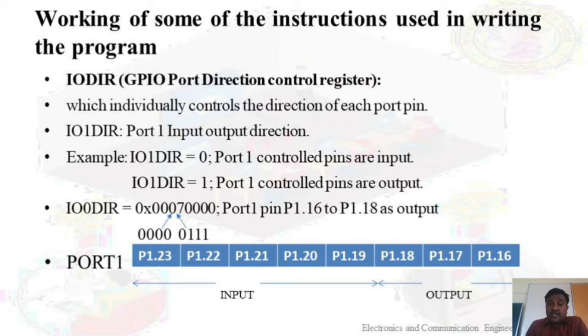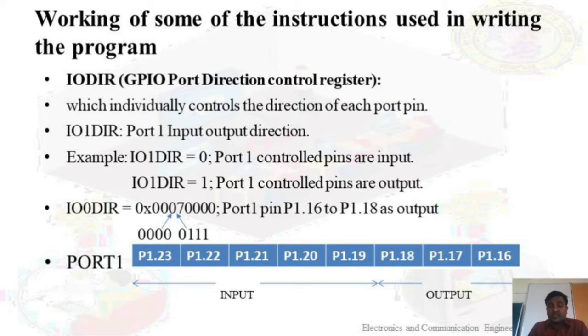Now IO1DIR means port 1 input output direction; 1 means port 1. For example, IO1DIR equal to 0 means port 1 controlled pins are input. If all port values are 0, then we consider all port pins as working as input. And IO1DIR equal to 1 means port 1 controlled pins are output. Below, we have also shown it with values.